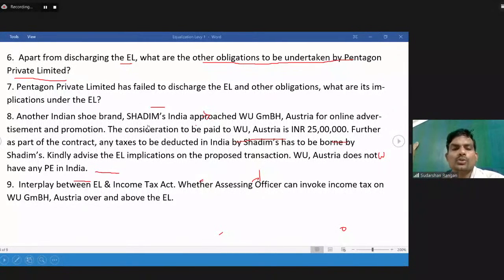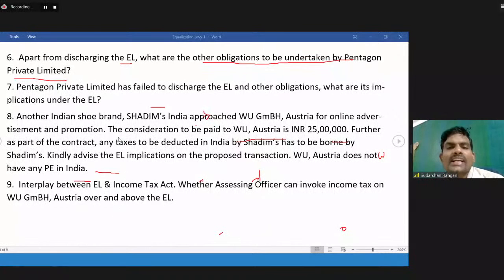Another Indian shoe brand, Shadim's India, approached the same Austrian company for online advertisement and promotion. The consideration to be paid by Shadim is 25 lakhs. Further, as part of the contract, any taxes to be deducted in India by Shadim have to be borne by Shadim. Kindly advise the EL implications. Same, the WU technology company does not have any PE.